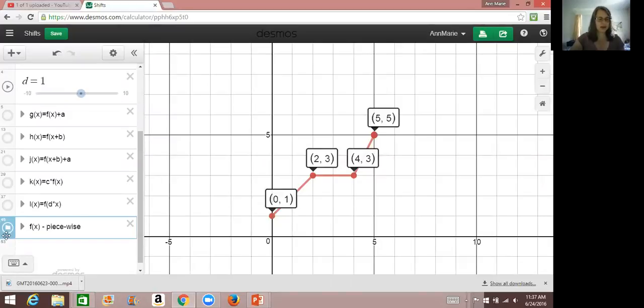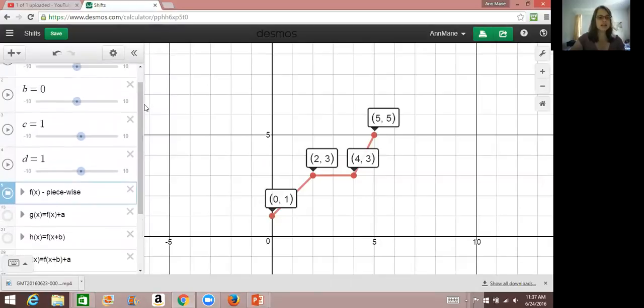Okay. And all we are going to do right now is we're just going to add 2 to the end of that. So you see right over here, I've got g of x equals f of x plus a. The important part here is that the thing that we are adding is outside the parentheses. What this is going to do is impact the outputs of our function.